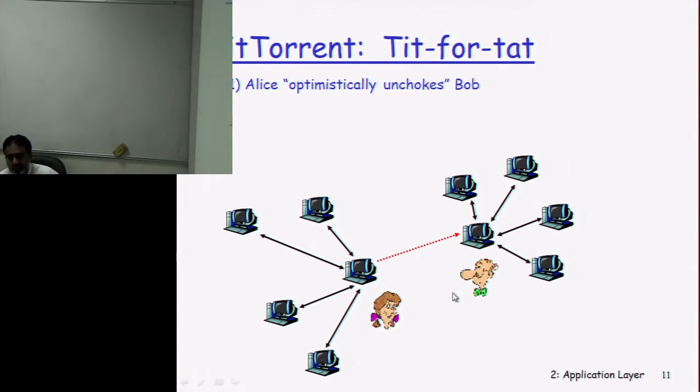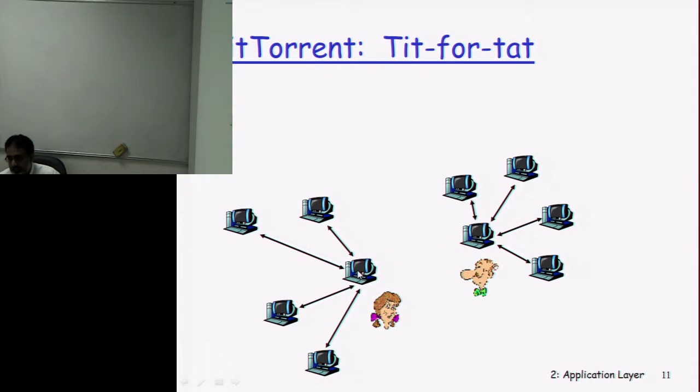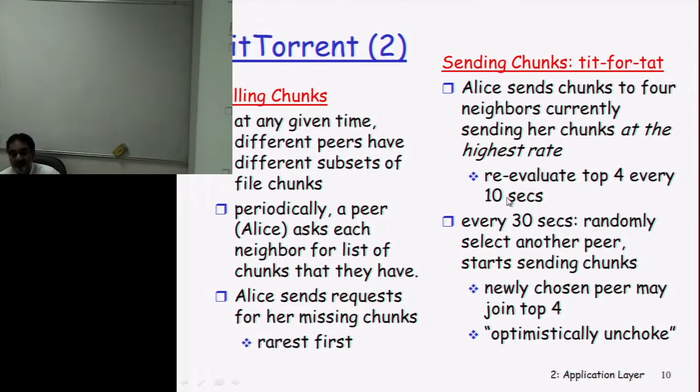Alice optimistically unchoked Bob. She is going to send to Bob. Alice becomes one of Bob's top 4 providers. So now Alice is, for Bob, one of his top 4 providers. Top 4 we discussed here. Re-evaluate the top 4 every 10 seconds. Every 10 seconds you have to re-evaluate who are the topmost 4 who are giving you the chunks. It means you are receiving the chunks from the top 4.